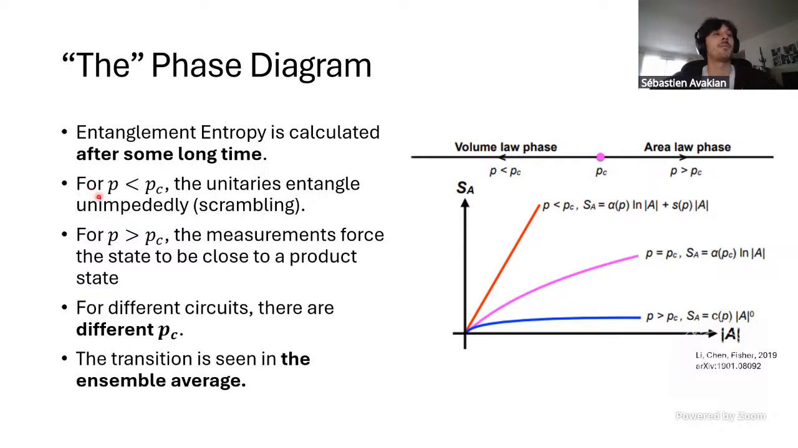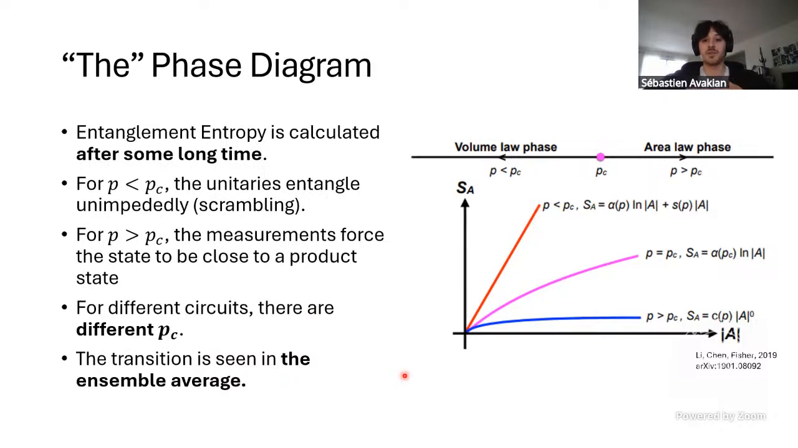For P below P_c, we're in the volume law phase. You can think of it as there not being enough measurements, just lots of unitaries that are scrambling all the spins together, and you get this big soup state. Above P_c, we get an area law phase, where there are so many measurements that you're close to a product state, at least in the very high regime. Close to P_c, you're in some moderate in-between regime. But there is a critical point, P_c. And again, just to be clear, this appears in the ensemble average.